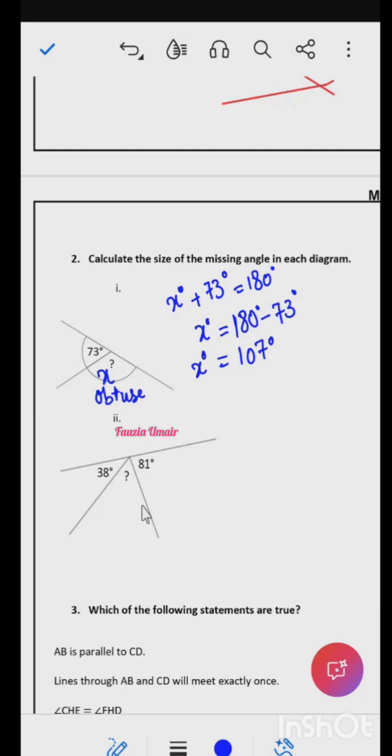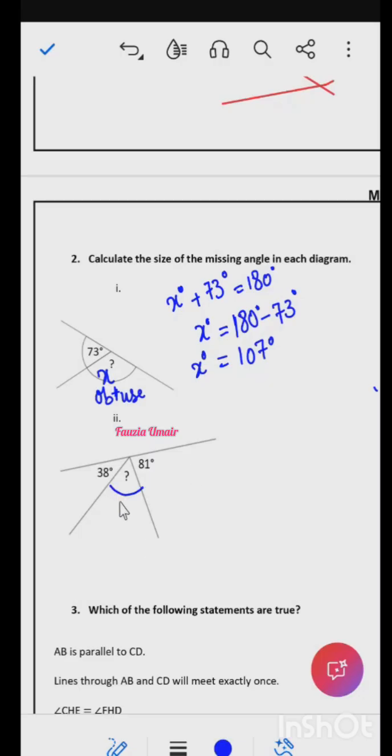Ma'am, we can also recheck by adding 107 and 73 to see if our answer is correct. That's right. So that would definitely be correct, because you have just subtracted 73 from 180. So if you add, you will definitely get the same answer. All right, let's do the second part.